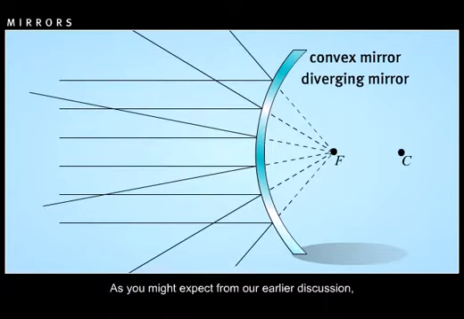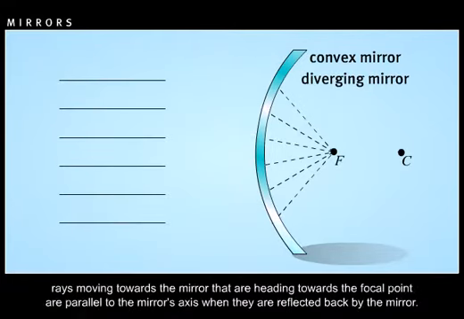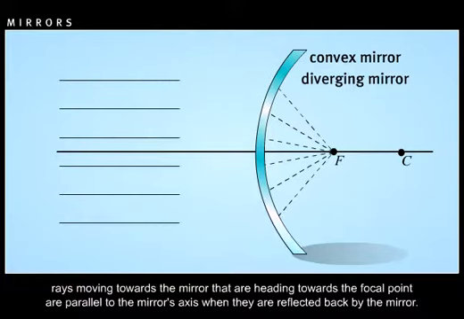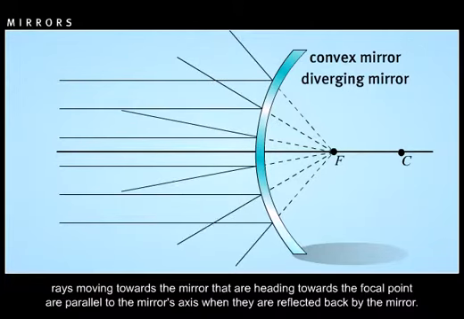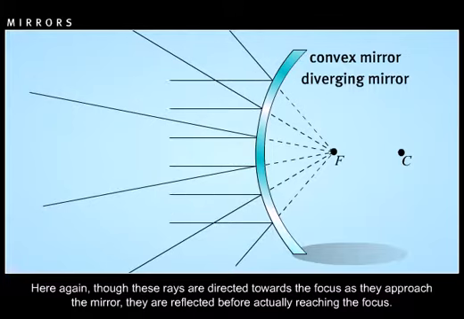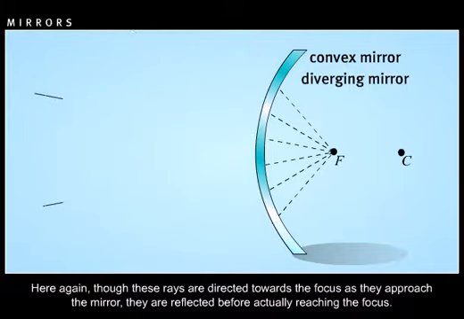As you might expect from our earlier discussion, rays moving towards the mirror that are heading towards the focal point are parallel to the mirror's axis when they are reflected back by the mirror. Here again, though these rays are directed towards the focus as they approach the mirror, they are reflected before actually reaching the focus.